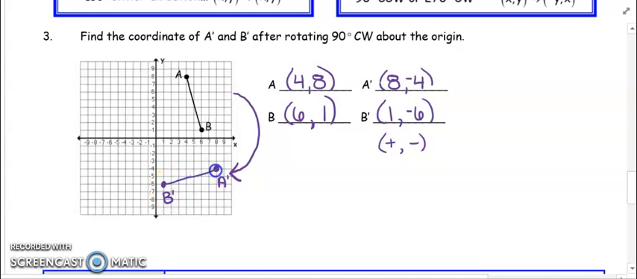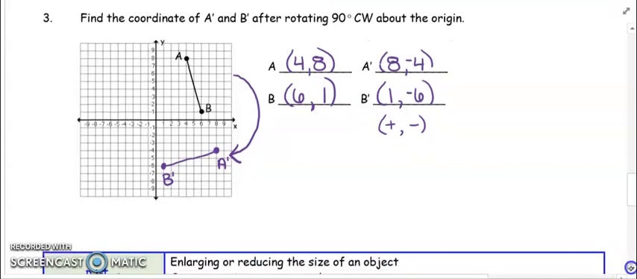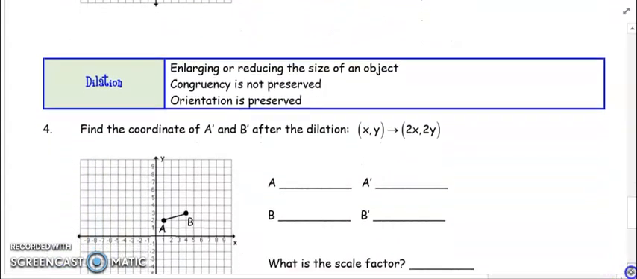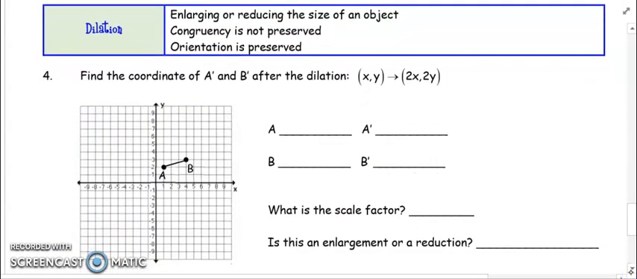And again, I can connect those dots. We have rotated that 90 degrees about the origin. Now, the last transformation that we have is our dilation. With a dilation, we either enlarge or reduce the size of an object. So as I'm taking a look at A prime and B prime, that's what I want to figure out.